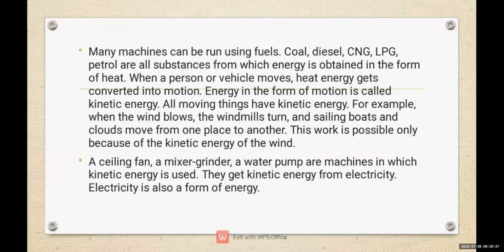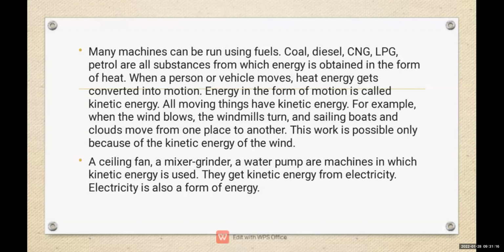CNG, LPG, petrol are all substances from which energy is obtained in the form of heat. When a person or a vehicle moves, heat energy gets converted into motion. Energy in the form of motion is called kinetic energy. All moving things have kinetic energy. For example, when the wind blows, the windmill turns and the sailing boat and the cloud move from one place to the other.